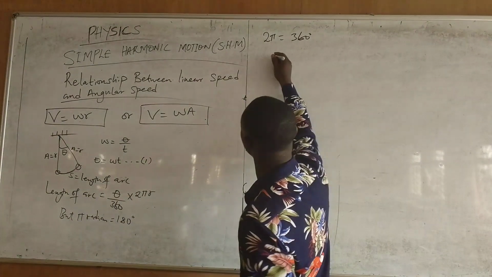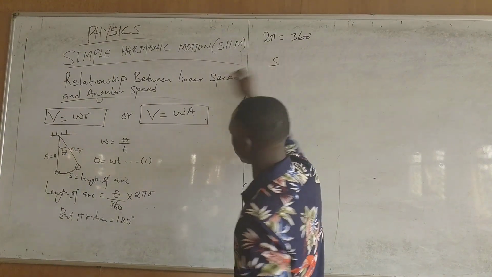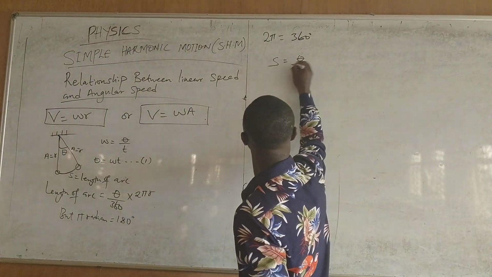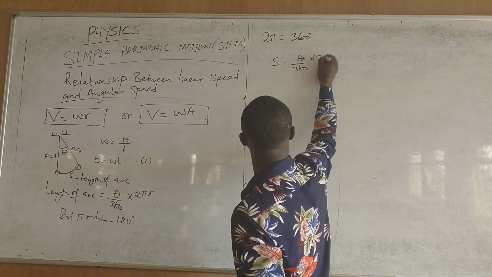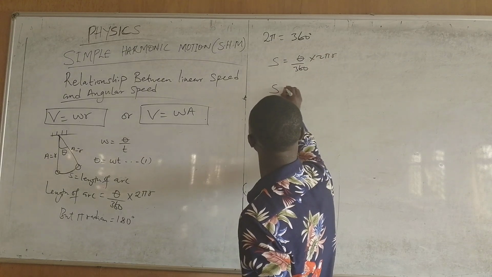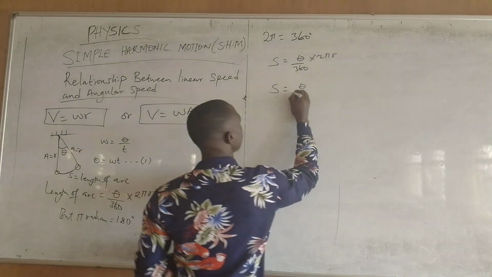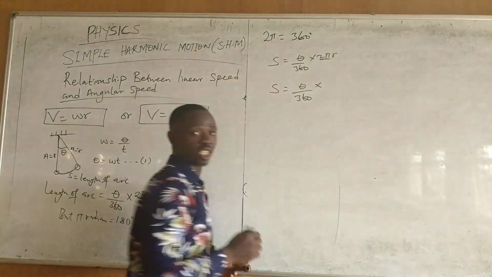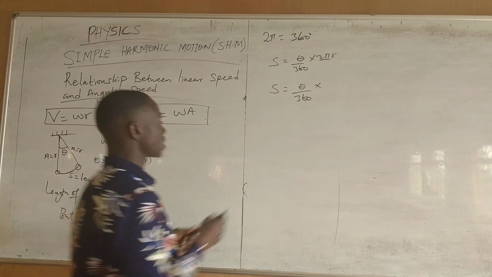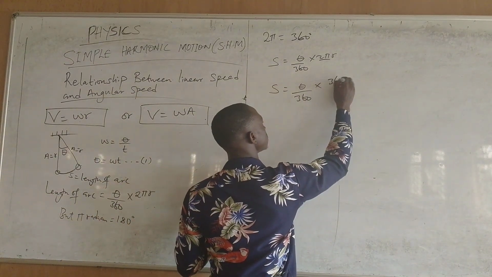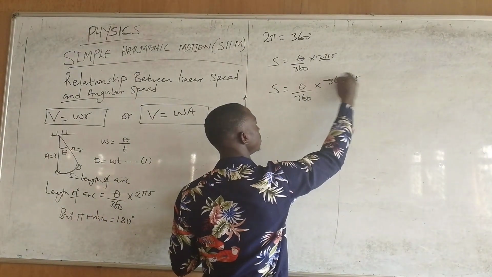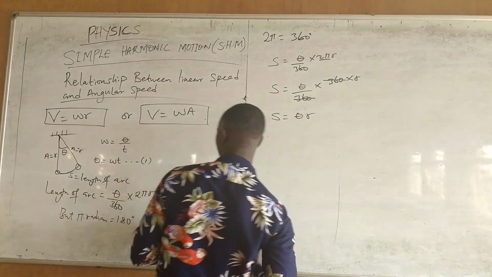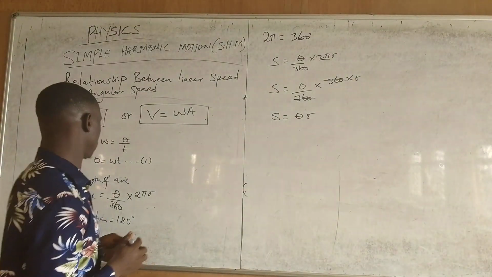Now, what's our length of arc? Length of arc, which is S now. I said S is our length of arc. S will now be equal to theta over 360 times 2 pi r, and 2 pi is 360 degrees. So I'm going to have 360 times r, and this one will cancel this, so that distance will now be equal to theta r. You can see.